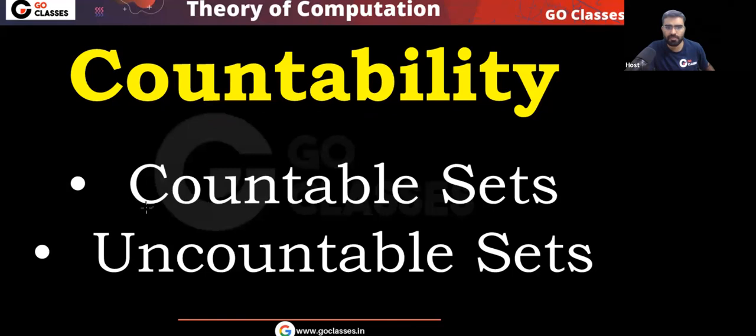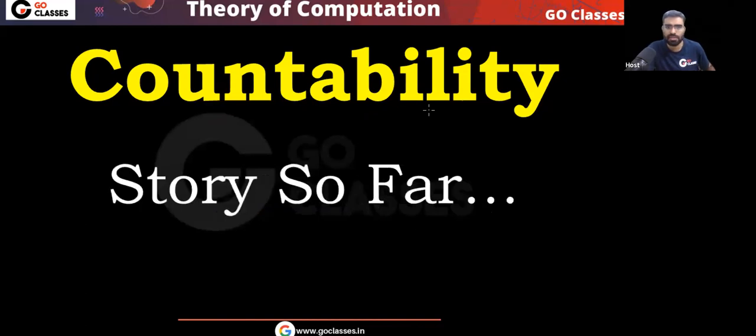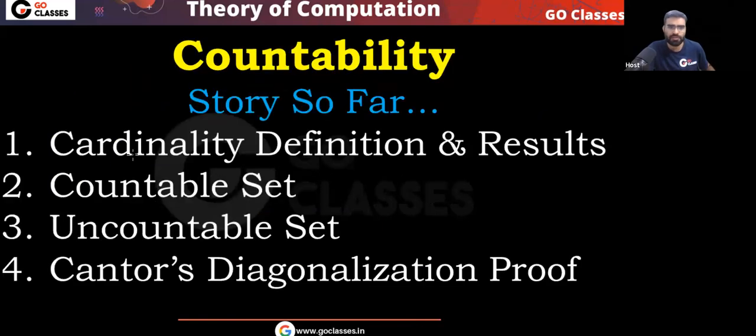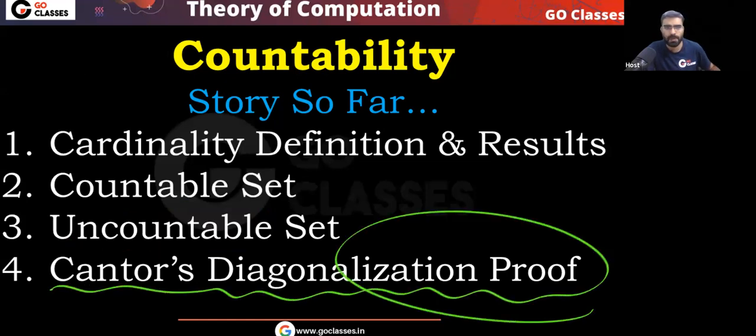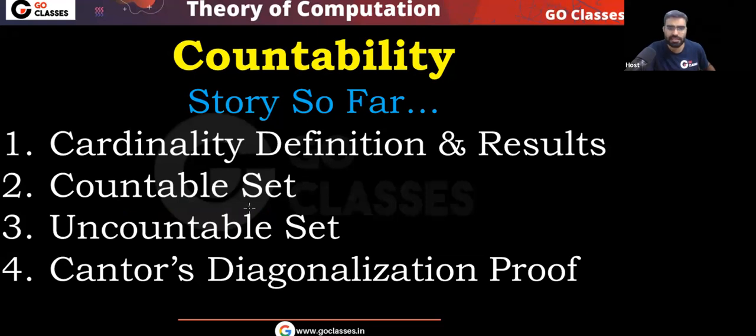In the last lecture, we were discussing countability. We have already seen what a countable set is and what an uncountable set is. We have also seen Cantor's diagonalization proof. So far in countability, we have seen the cardinality definition, the countable set definition, and the uncountable set definition. We have also seen Cantor's diagonalization proof.